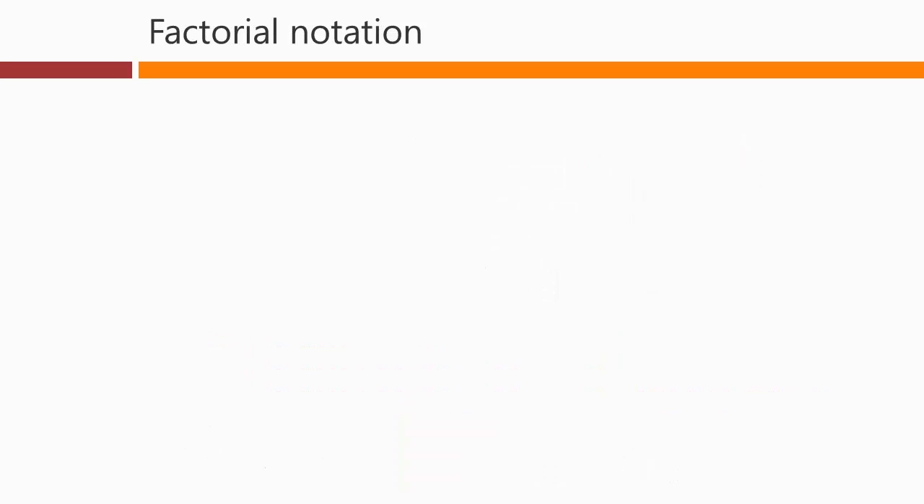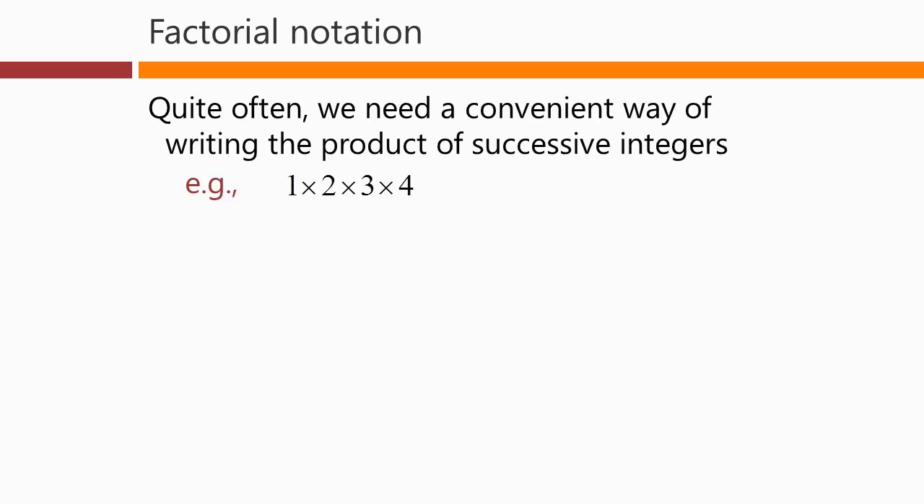Now, another extremely useful notation is the factorial notation. It's quite often the case that we need a convenient way of writing the product of successive integers. So we might be multiplying 1 times 2 times 3 times 4. Well, we have a simple way of writing that down. We write it as 4 factorial.